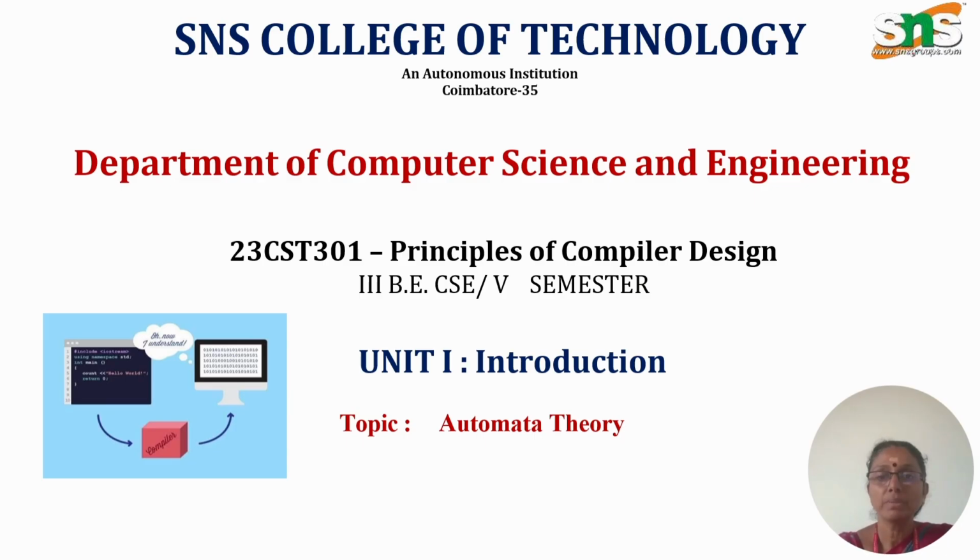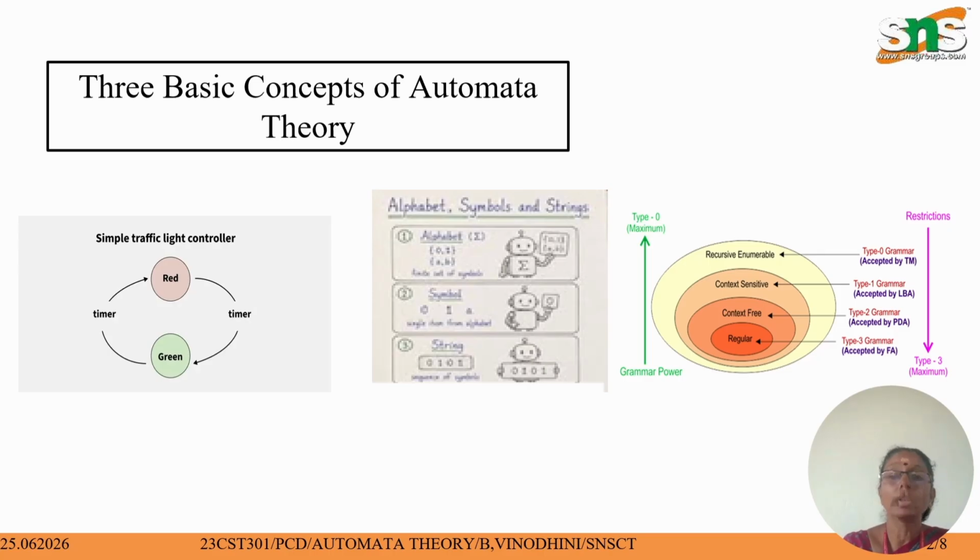In this video, we will see the topic of Automata Theory. So what does Automata Theory mean? It is a mathematical computational model used to solve our real-time problems, and it is a set of processes. The three basic concepts of automata theory are automata, language and grammar. So automata theory is formed in terms of language, grammar and automata.